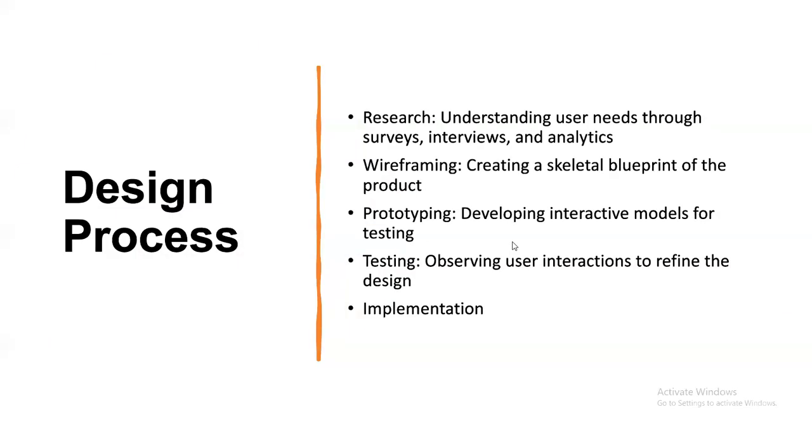Next, I would like to explain the step-by-step design process. These are the main five design process steps. It starts with research and wireframing, and then prototyping, then testing that prototype, and then implementing the tested prototype.